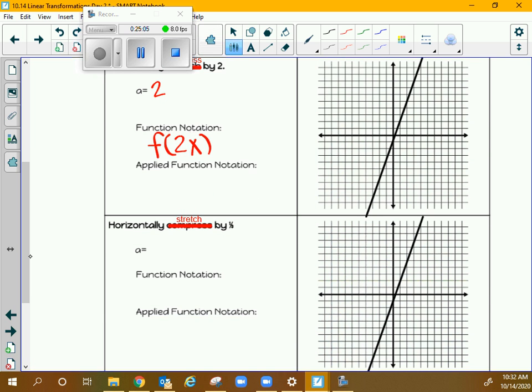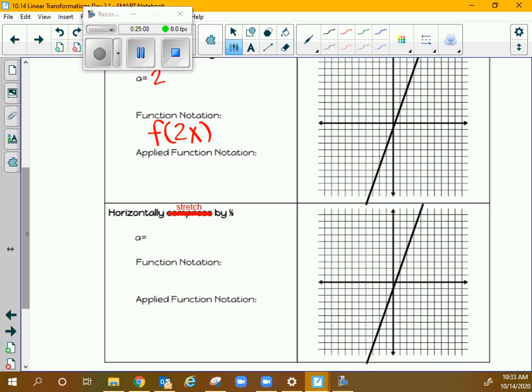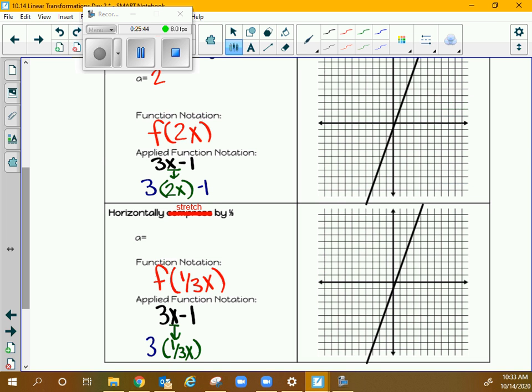So if it was a horizontal compression by 1/3, what would my function notation rule be? F of 1/3 x. So where you see x in your function, 3x minus 1, what am I going to replace it with? 2x for this one, and 1/3 x for the last one. So is the A the last one out there? Yes.